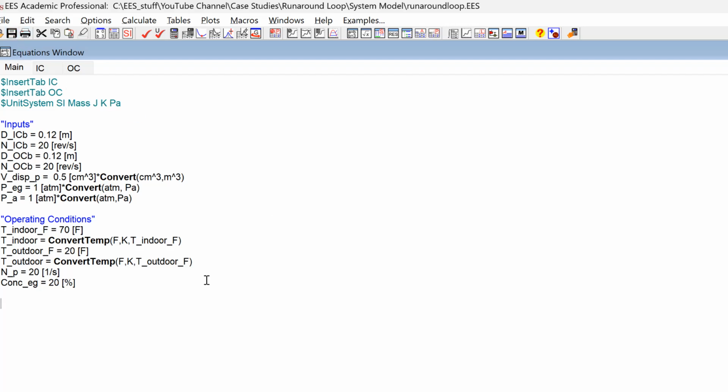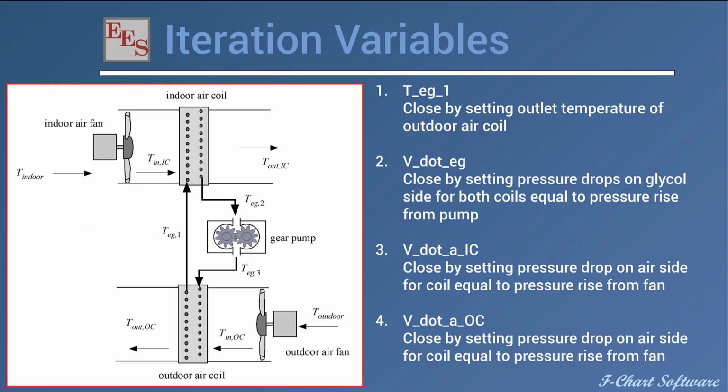The harder ones are the iteration parameters. So let's go back here and think about how I'm going to set my system up so that it converges. There's a bunch of things that I'm going to have to initially guess and then eventually adjust the value of that variable so that the system is properly constrained. So let's start with the obvious one, which is the ethylene glycol temperature. All three of these ethylene glycol temperatures are unknown, and eventually they're going to have to be figured out.